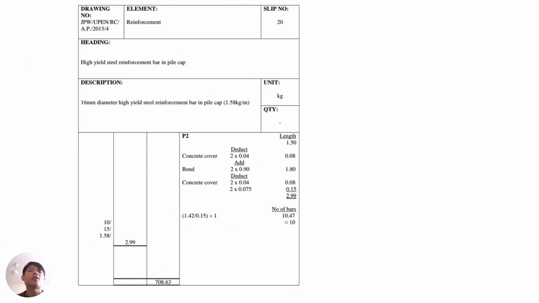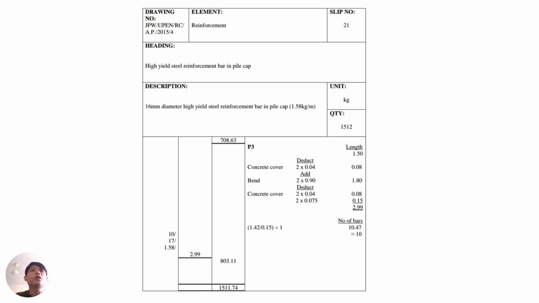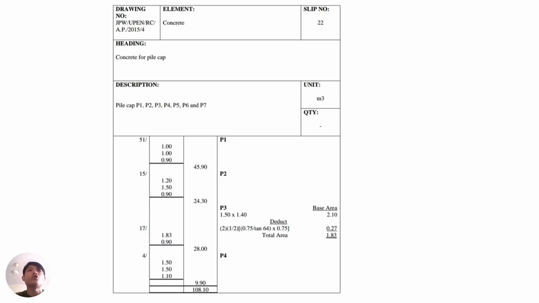The number of bars can also be calculated using the same formula, which is 1.5 minus the concrete cover divided by 0.15, where 0.15 is the H20 150 C per C. So the number of bars for P2 will be rounded off to 10, and the total value for P2 after recalculating will be 708.63. P3 is also the same, and the total for P2 and P3 will be 1,511.74, rounded off to 1,512 kg.